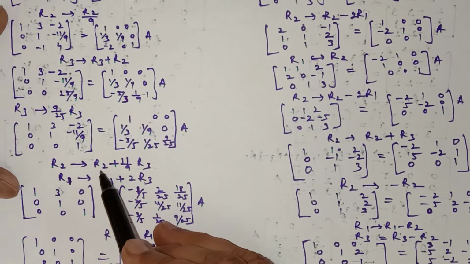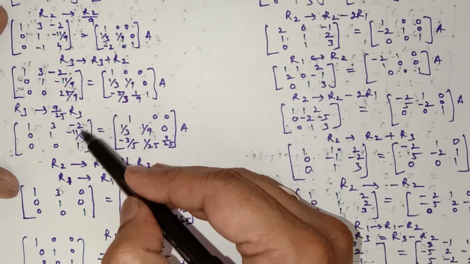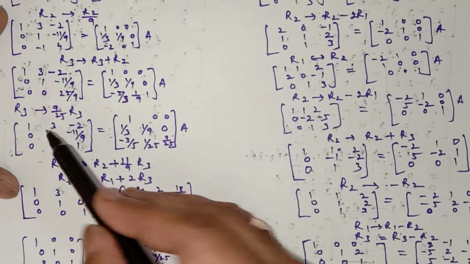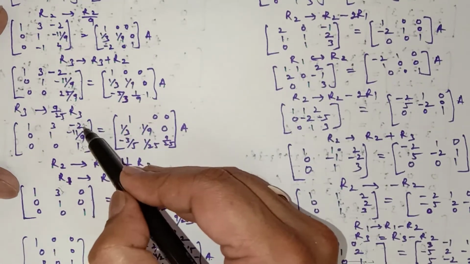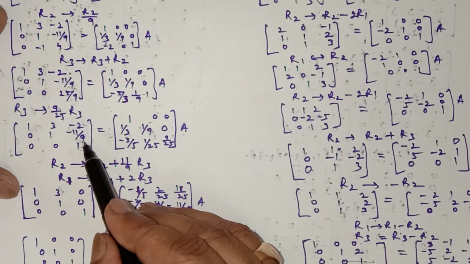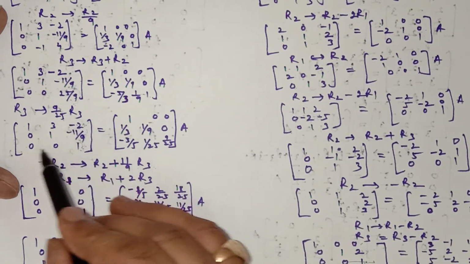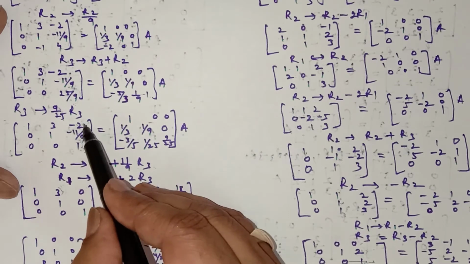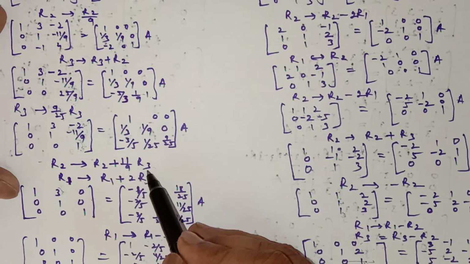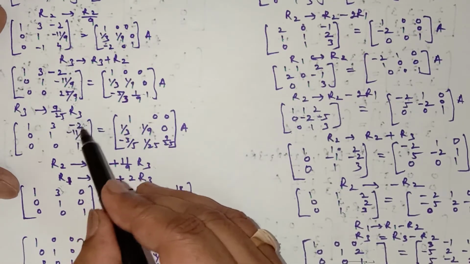Now make this element 0: R2 is equal to R2 plus 11 upon 9 with R3. I am making these two elements 0, then I will make this element 1. But try to make this element 0 first. So I am making these two elements 0. So be very careful how you make this element 0. If I multiply the third row with 11 upon 9 and add it to R2, you'll get 0 here. Similarly, if I multiply the third row with 2 and add with R1, you'll get 0 here. So R2 is equal to R2 plus 11 upon 9 R3, and R1 is equal to R1 plus 2 times R3, you'll get 0 here.